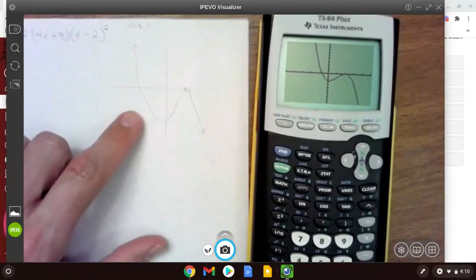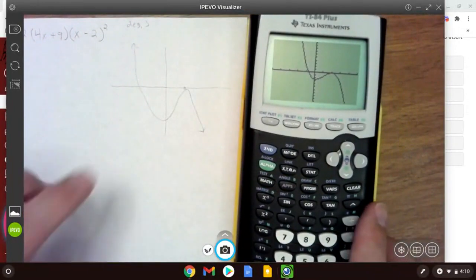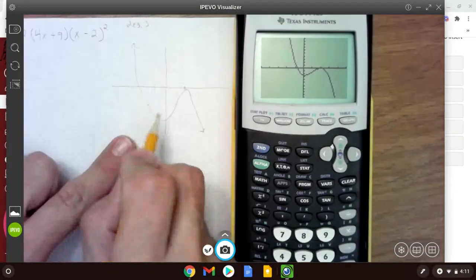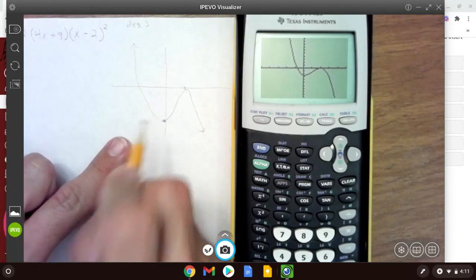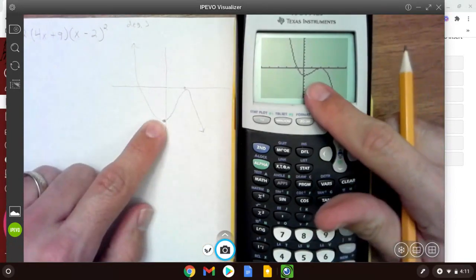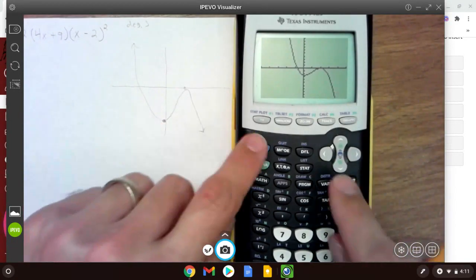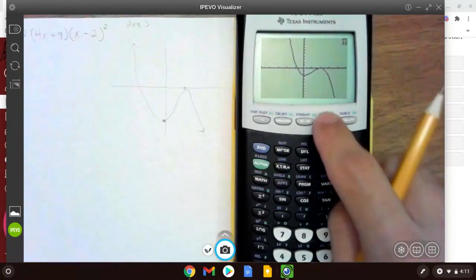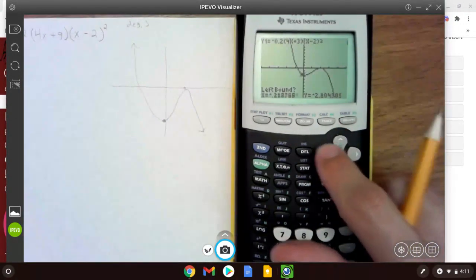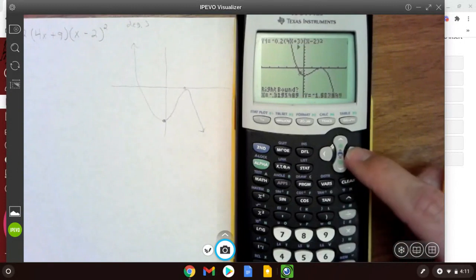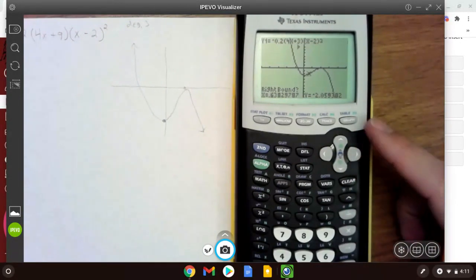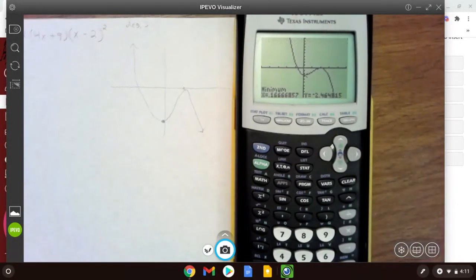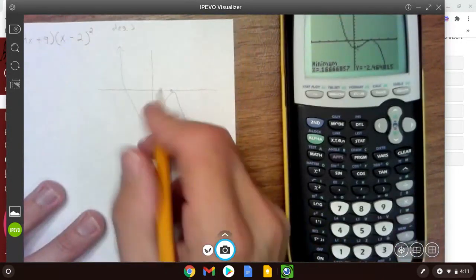All right, let me go ahead and find our critical points here. So that one, it looks like it's the y-intercept, but it might be a little bit to the left of it. So that's a minimum. So I'm going to go minimum. And to the right of it. So this is, it is a 0.166.